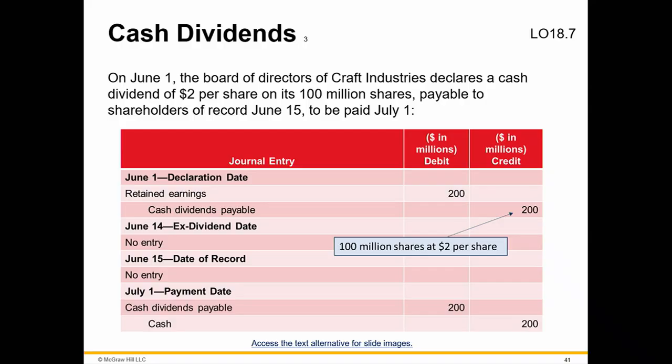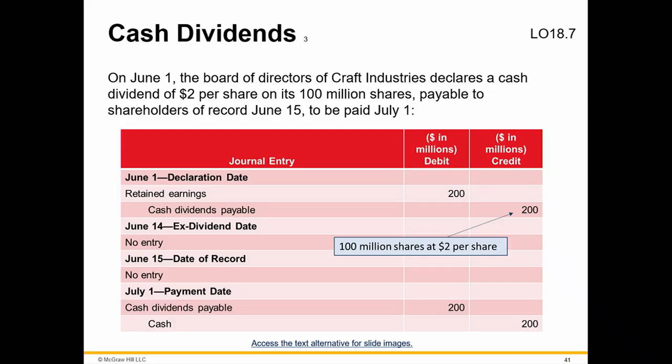We've got the declaration date on June 1st. We've got the ex-dividend date, which I just said was one business day before the date of record, so June 14th. Then June 15th is the date of record, then the payment date is July 1. So on the date of declaration, it becomes a liability. We are paying $2 per share on 100 million shares, so that's $200 million. We're leaving out all the zeros though. So that's coming out of our retained earnings. So we reduce retained earnings by debiting retained earnings. We'll credit cash dividends payable for $200 million.